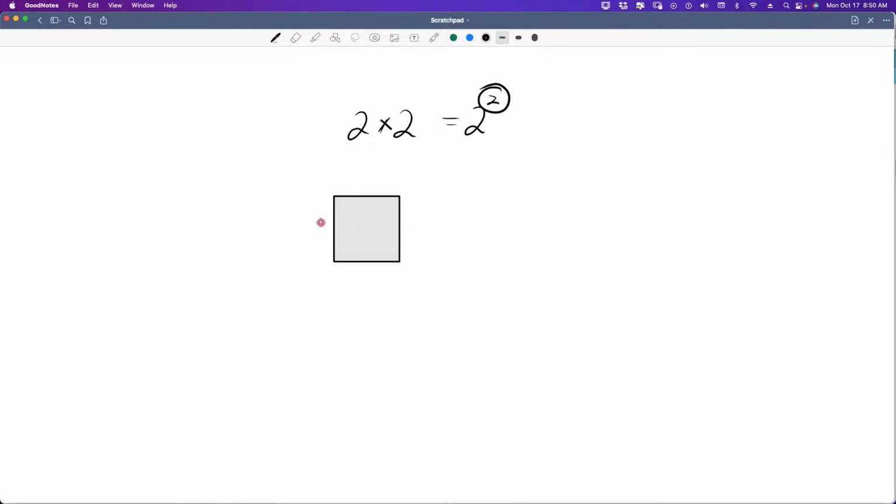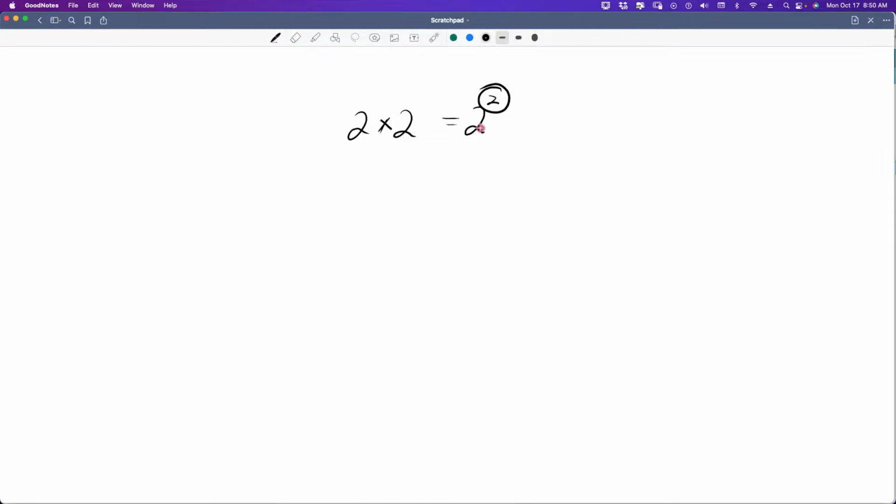That's a perfect square. So if this were 2 inches by 2 inches, then there would be 4 1-inch squares in here. 1, 2, 3, 4, right? That is why we say this is 2 squared, because it's 2 by 2. It's in reference to the area of a square. That's why we call it that, right? That's just your reference.